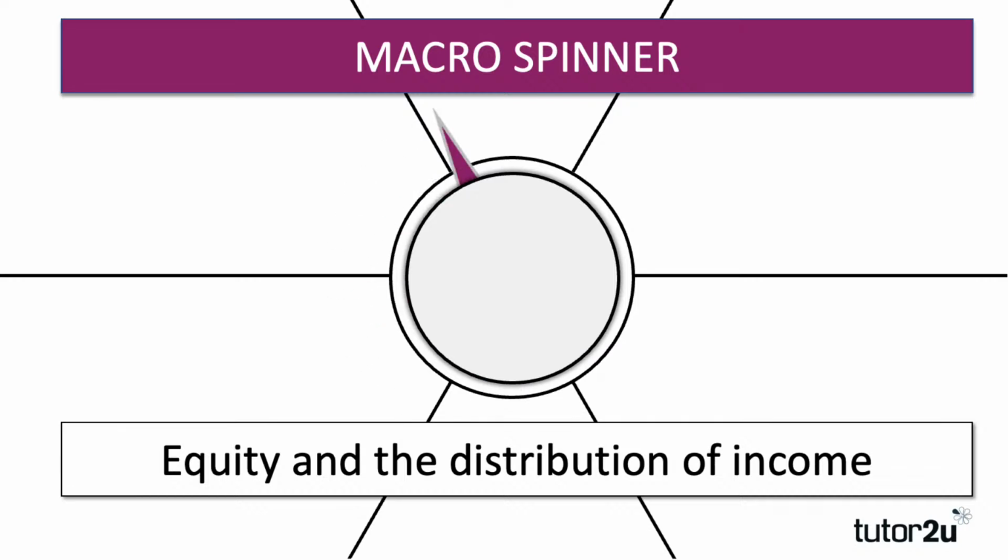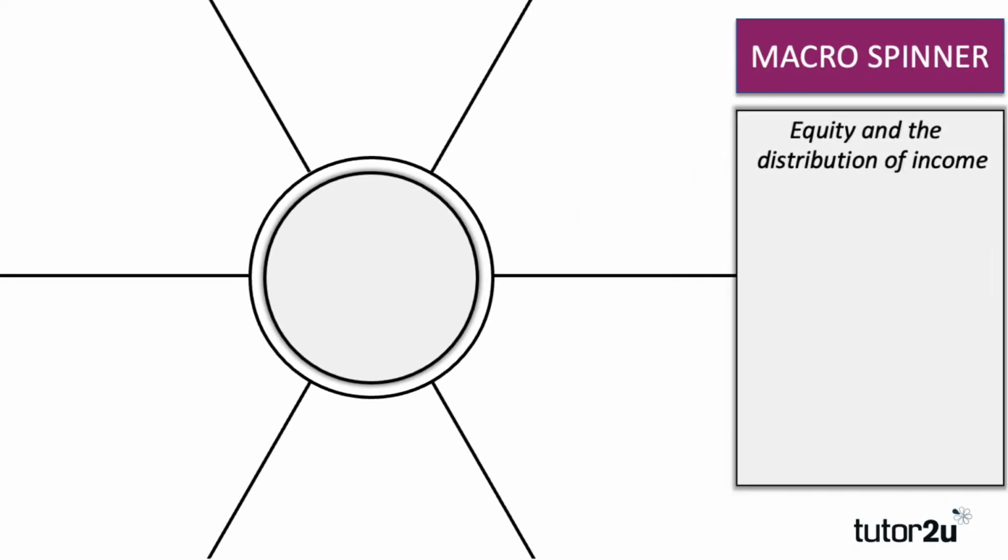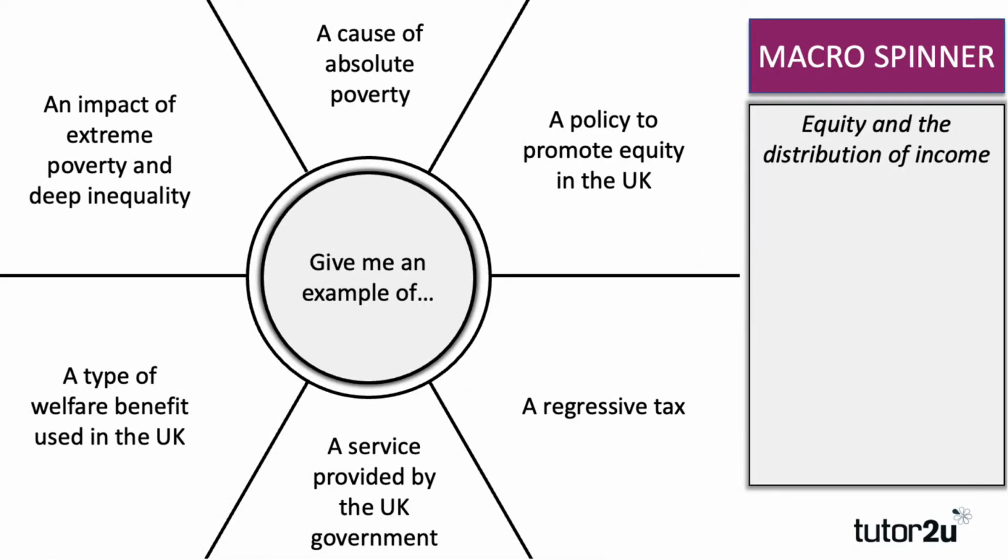Thank you very much. Okay, now we've got a bit of jeopardy on our hands in that we're going to have a look at the macro spinner. When the spinner stops, we're going to have to answer a question about one of these factors. So, what is it going to be? Let's see where that spinner's going to stop. Oh, okay. What would an impact of extreme poverty and deep inequality be?